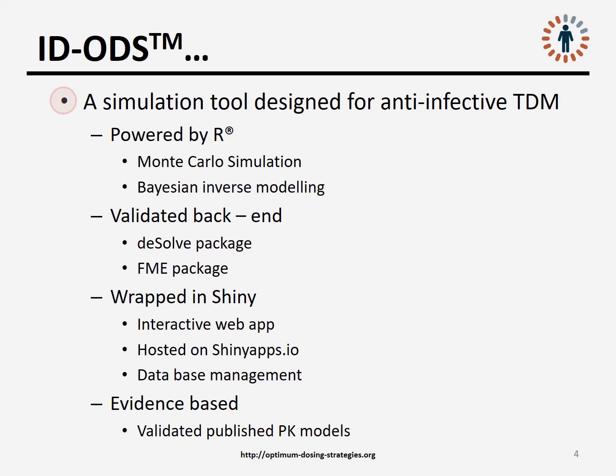As I have mentioned, ID-ODS is a simulation tool for use by individual users or institutions. ID-ODS supports probabilistic forecasting and Bayesian adaptive feedback powered by the R software with a model library built from published population pharmacokinetic models. Most models are written in analytical equations, but some use R's validated and standard differential equation solver, the package deSolve. For inverse modeling, sometimes referred to as Bayesian adaptive feedback, ID-ODS uses functions provided by the validated R package FME, or Flexible Modeling Environment.